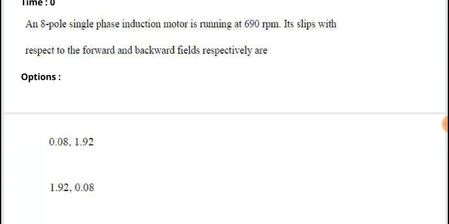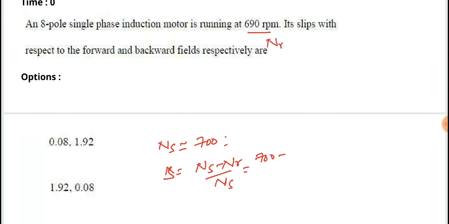An 8-pole single phase induction motor is running at 690 RPM. Find the slip with respect to the forward and backward fields respectively. First here, assuming the synchronous speed is the nearest integer value, that is 700. So slip is equal to Ns minus Nr by Ns. So Ns value is how much? 700 minus Nr value, 690, divided by 700. So simply how much do you get? 10 divided by 700, 1 by 70. So this will be the value of S.